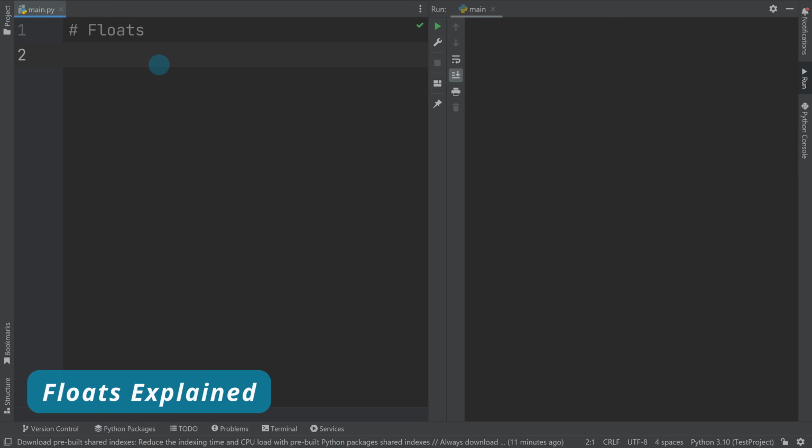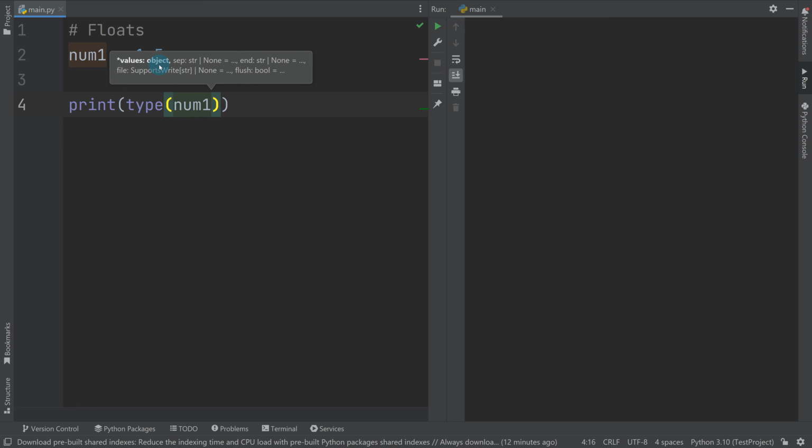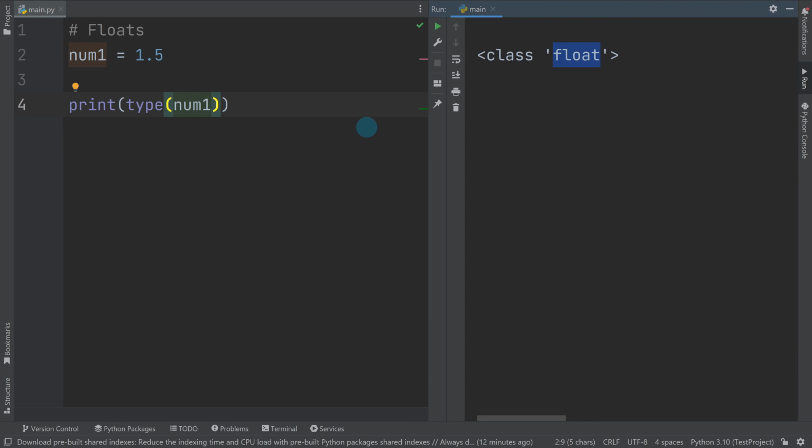Floats are positive or negative numbers, but the difference between floats and integers is that floats contain decimal places, at least one. So to give you some examples, if I had num1 equals 1.5 and I do print type num1, when I run it, you can see this is classed as a float, which is a different data type to an integer because of the decimal places.